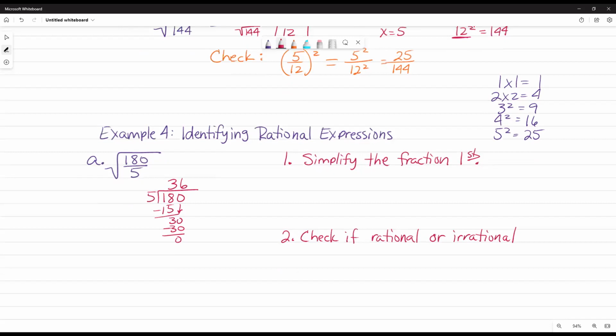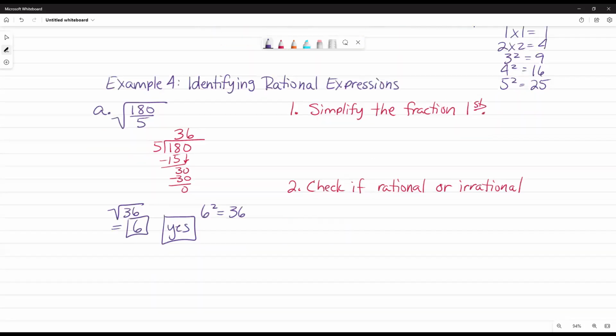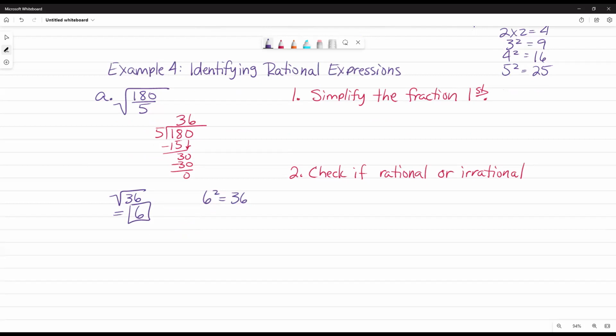So in this case, we have the square root of 36. Now, is 36 a perfect square? So what times itself gives you 36? Right? We know that 6 squared is 36. 6 times 6 is 36. So the square root of 36 is what number? It's 6. And is 6 rational? Absolutely. So our answer is rational. That's the answer we were looking for.